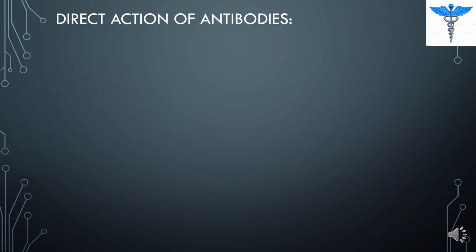Direct action of antibodies. In the direct mechanism, the antibodies are potent. They are strong enough to attack the antigens directly, right? And they do it through some processes. It may be through agglutination. In agglutination, the antigens are made into clumps and then removed from the body.